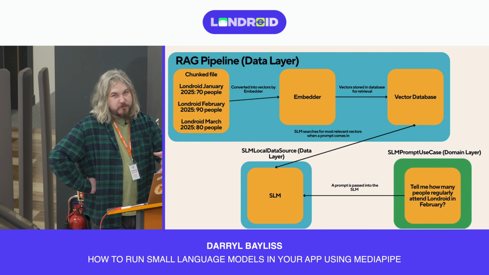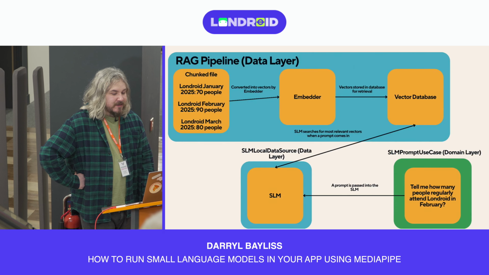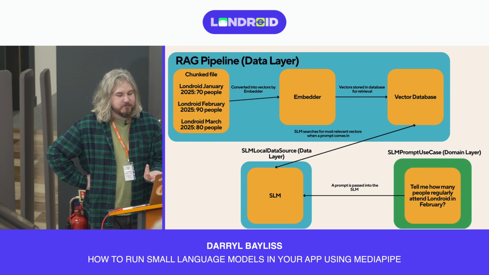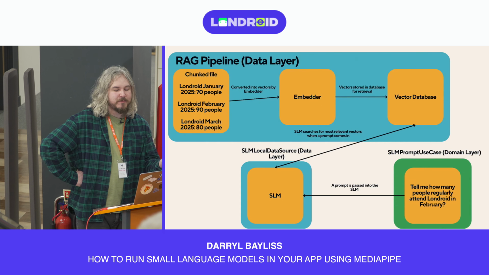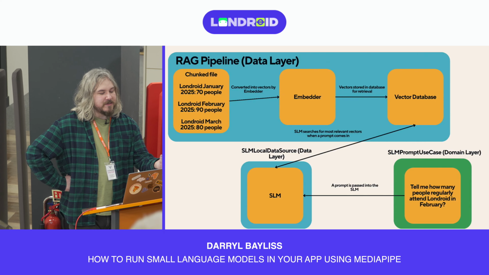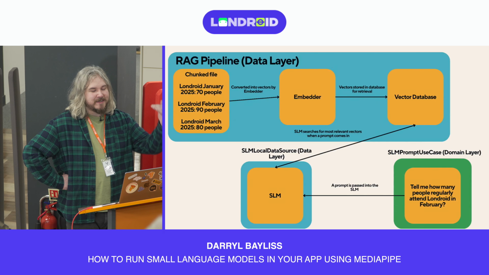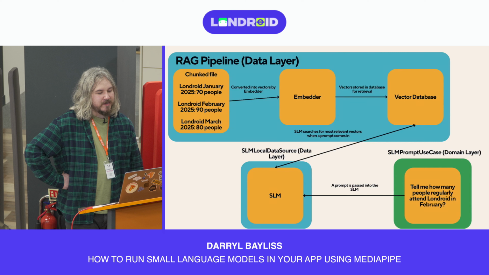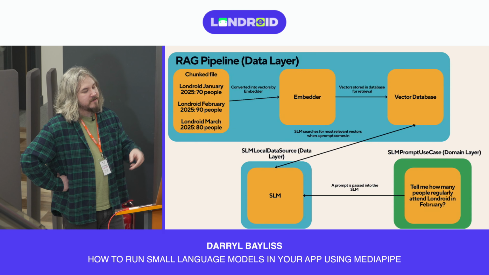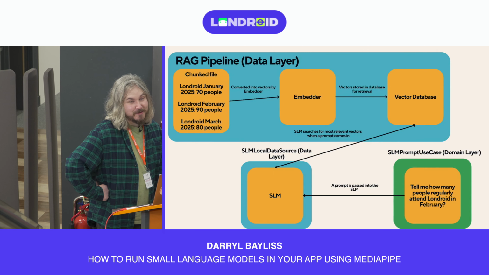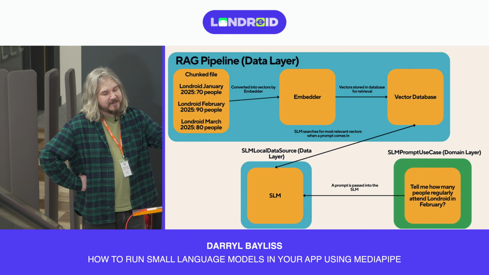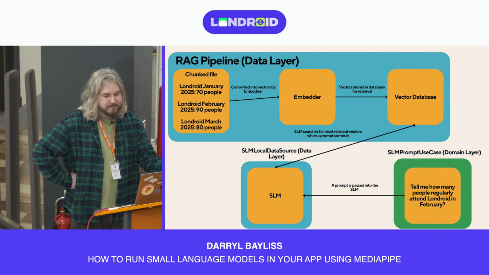This pipeline, you can do in lots of different ways. The example I've done here, starting from the bottom right, is a prompt that I'll ask an SLM: how many people regularly attend Mundroid in February? I've also got my chunked file at the top left, with the sentences that I want to convert. You can see one of them talks about February 2025, where 90 people turned up. That gets converted into numerical representations for the vector database using an embedder.